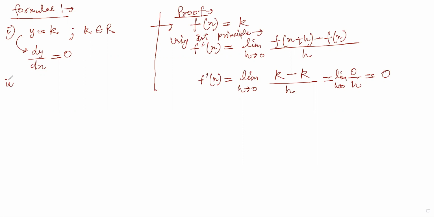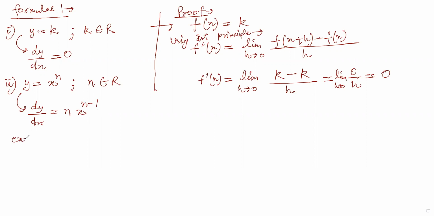Now the second part, y is equal to x to the power n. Obviously, n belongs to any real number. Now the differentiation of this formula is you take this n, the power, outside, and you decrease the power by 1: n into x to the power n minus 1.